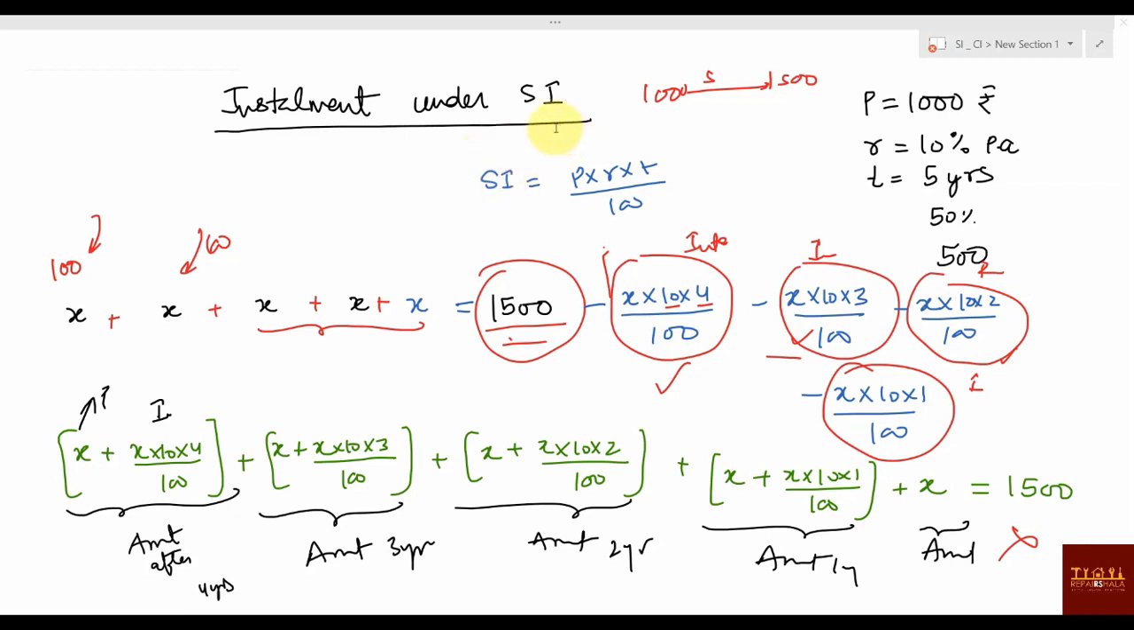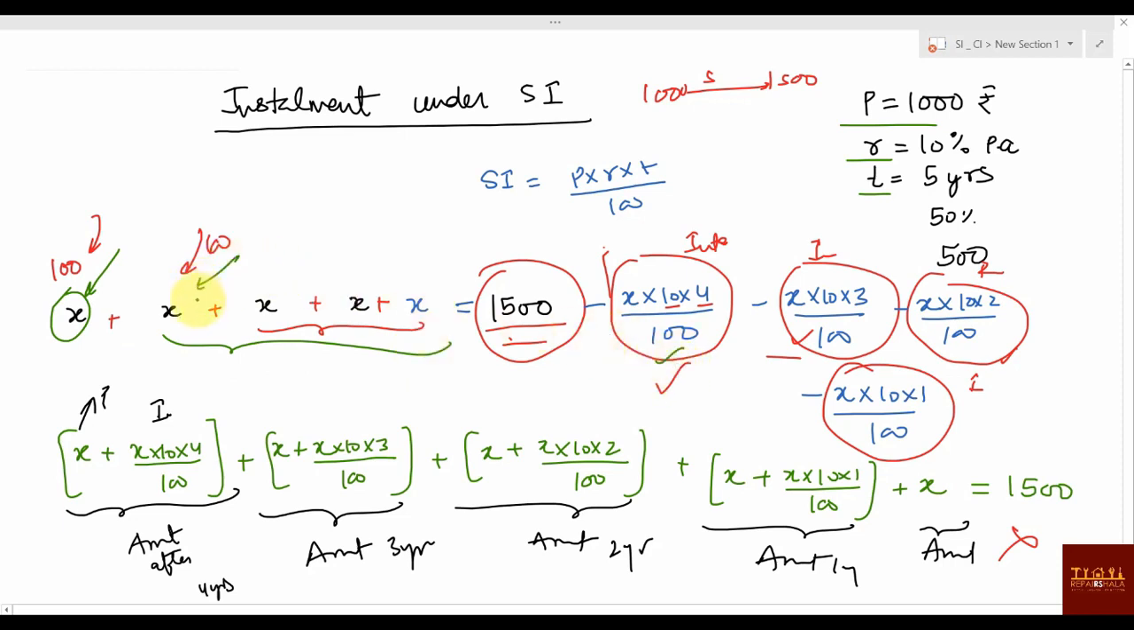So installments under SI, what we have done: we have seen that if we take our installment as X, 5 installments are there. If you take P as 1000, R 10%, T 5 years, the total amount, if you don't pay any installment, will be 1500. You are taking 5 installments of X each, but you will say that I have used only X for 1 year, so why should I pay the interest of 4 years on X? So that interest you will subtract.